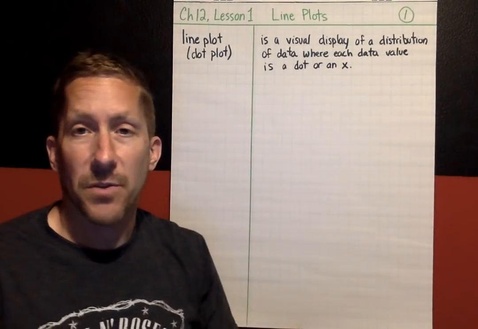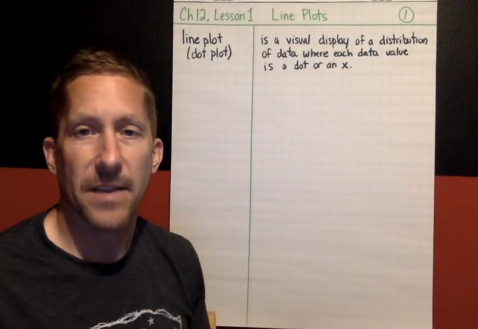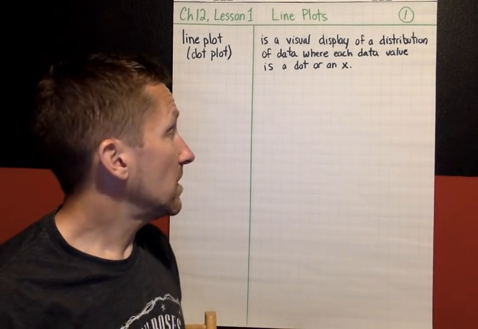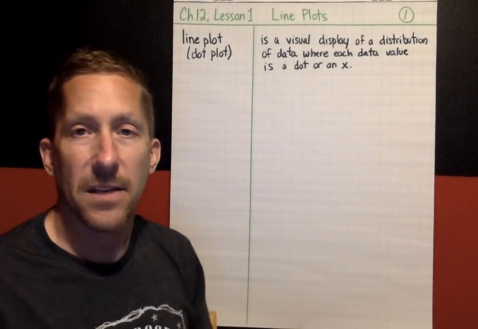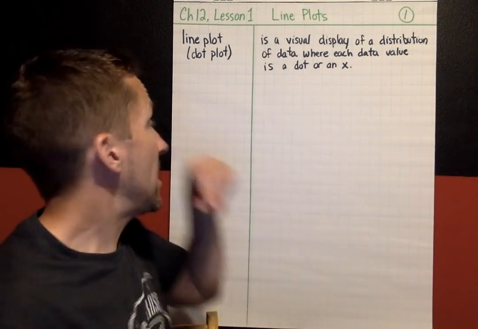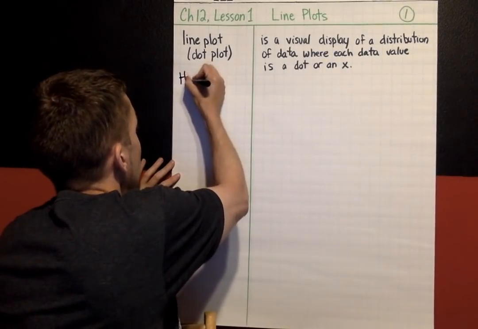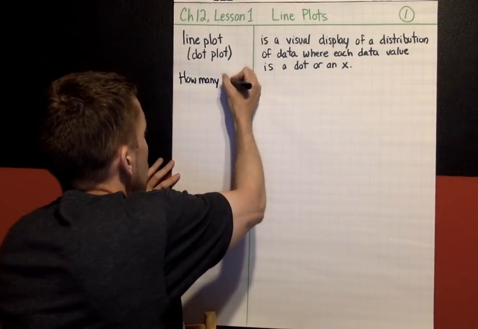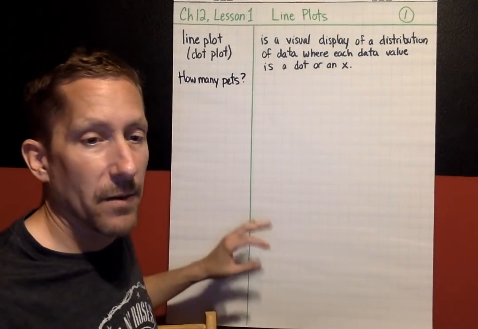So that word distribution, it's kind of a big word, but you can think of that as just a set of data. You could plug in the word set and it would work there. So let's look at an example. Let's say that I surveyed 15 students and I ask, how many pets do you have in your house? And I get the following responses.